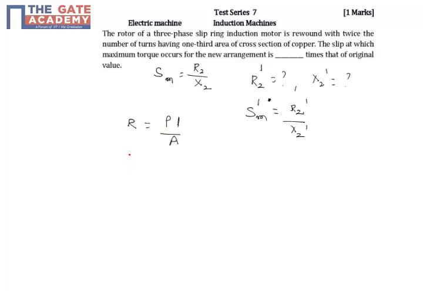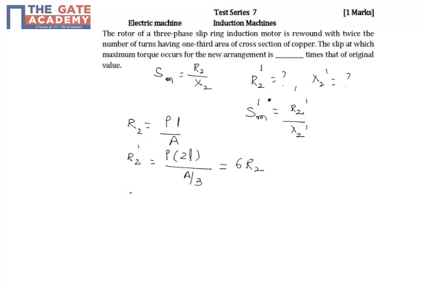So first, resistance. Resistance of any material is rho into L by A. So here I'll take this as R2 dash, and this as R2, let us say the original value. Now he is rewinding with double the number of turns. Whenever the number of turns is doubled, the length also will be doubled, and the area of cross section became 1/3, it's already given. So that means this is 6 times R2.